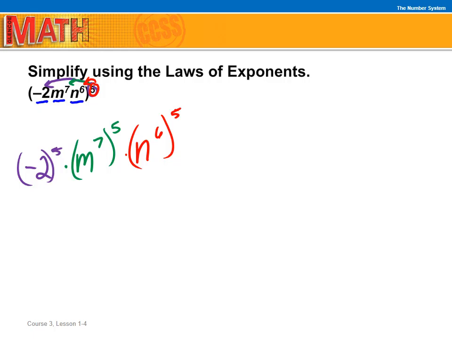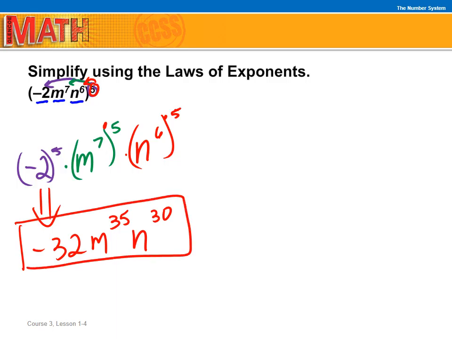So let's simplify this. Negative 2 to the 5th power is negative 32. M to the 7th power raised to the 5th power, we're taking 7 times 5, which is 35. And then we're going to take n to the 6th power raised to the 5th power, and multiply those. 6 times 5 is 30. So n to the 30th power. So our answer is negative 32 times m to the 35th times n to the 30th.